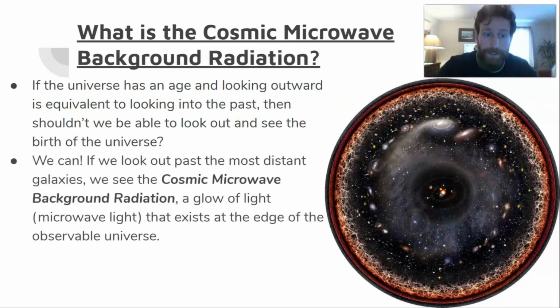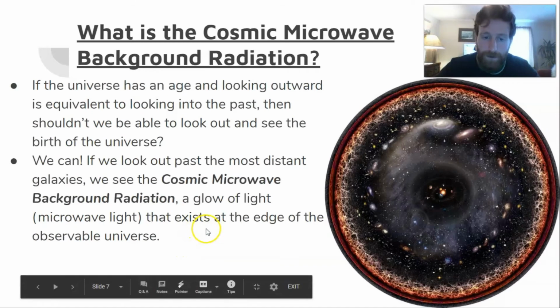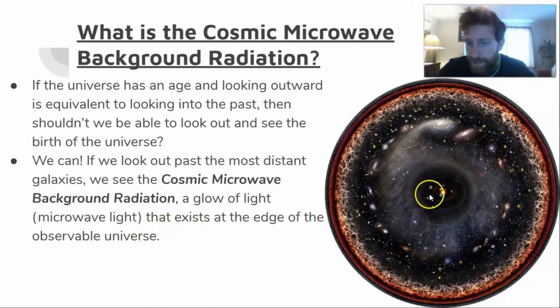And we do. If we look out past the most distant galaxies and past the first stars, we see the cosmic microwave background radiation, which is a glow of light. It's microwave light, and we'll explain that later on after we talk about the Doppler effect. But the CMBR, the cosmic microwave background radiation, is a glow of light that exists at the edge of the observable universe. And I think this graphic does a nice job of showing that.